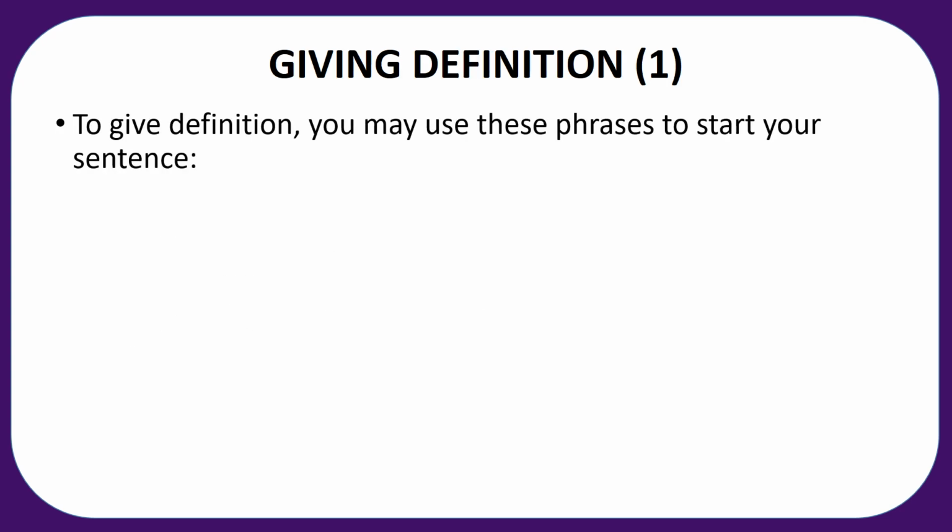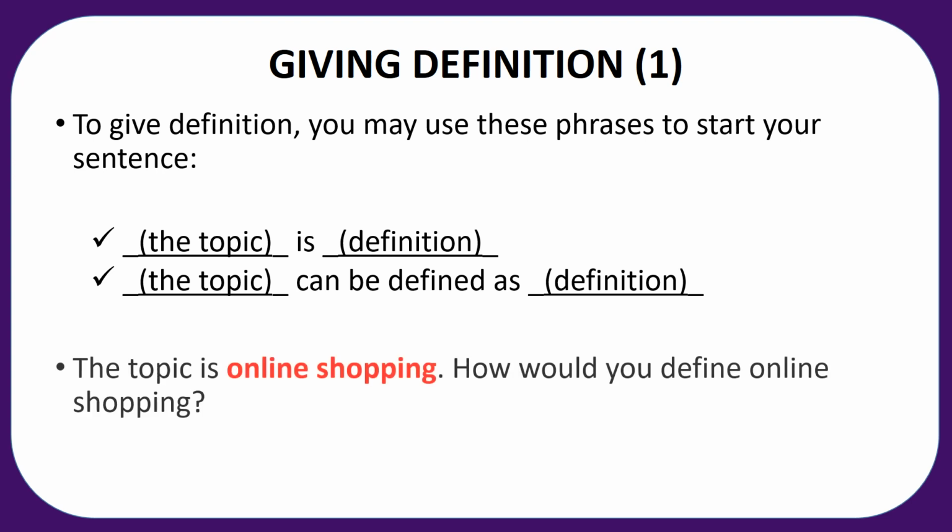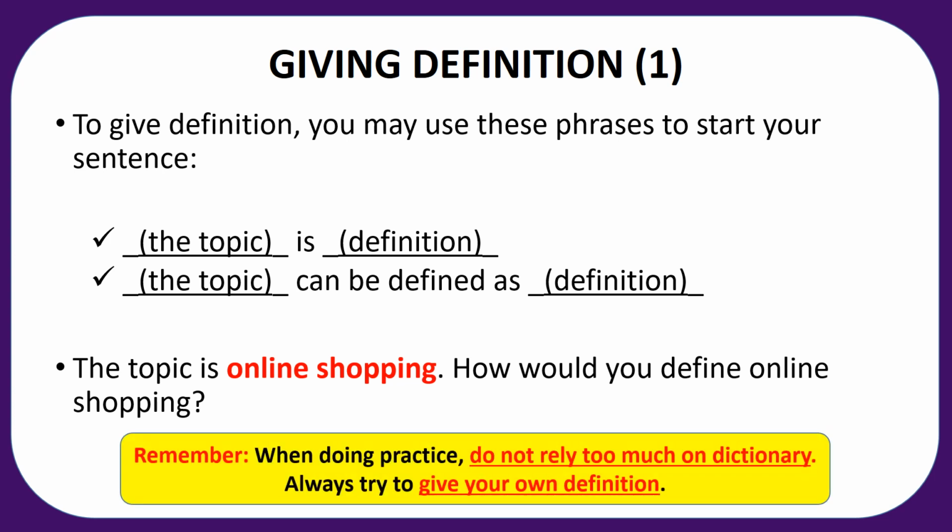To give a definition, you may use these phrases to start your sentence: the topic, whatever your topic is, and then the definition. Or you can say the topic, and then "can be defined as," and then you give the definition. Remember, the topic for our discussion in this video is online shopping. So how would you define online shopping?